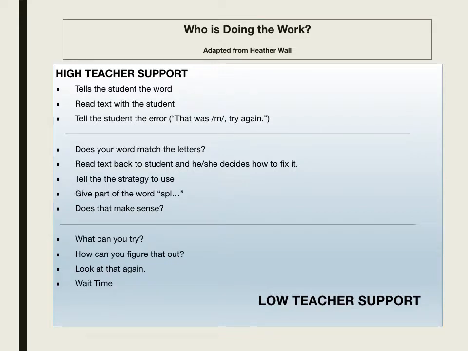Heather Wall created this table that you see here, and what she believes is that we need to look at our students' behaviors as well. Are they looking at us to be rescued? So what we need to start with is low teacher support and then move up the continuum. So language like what can you try compared to telling the student the word has proven to be a lot more beneficial and create more success. So we start at the low level of support, and if we're working with appropriate texts and our readers have been taught problem solving strategies, they should be able to do the majority of the work. I've created prompt cards in your handouts, and I found these very helpful in changing my behavior.